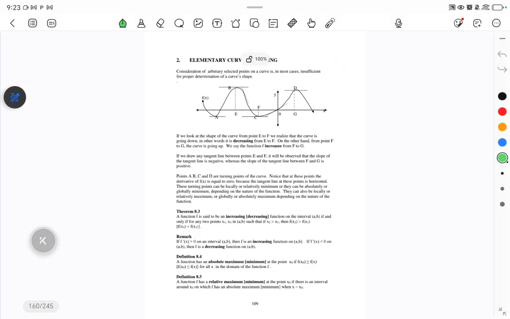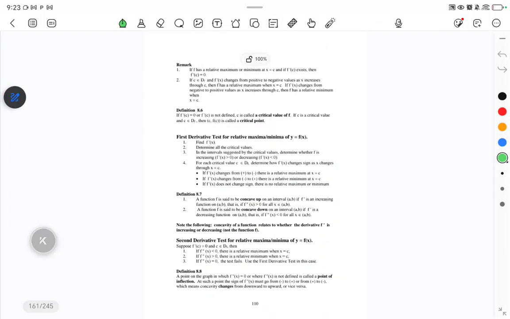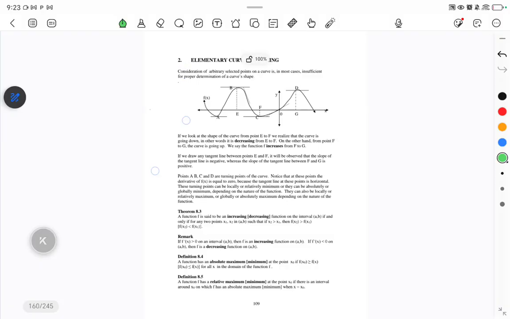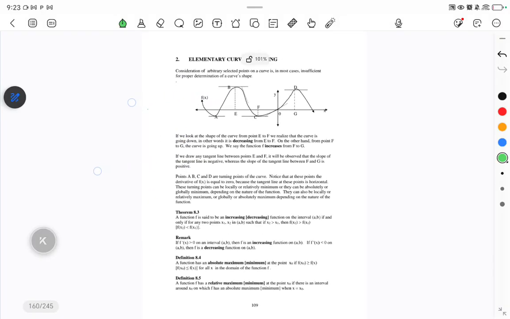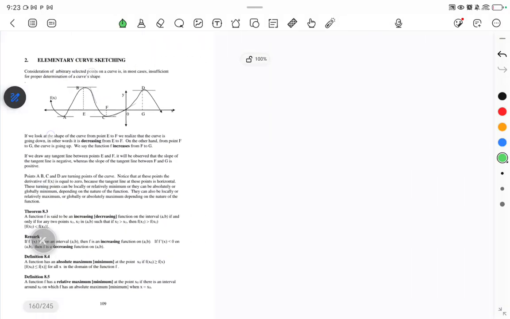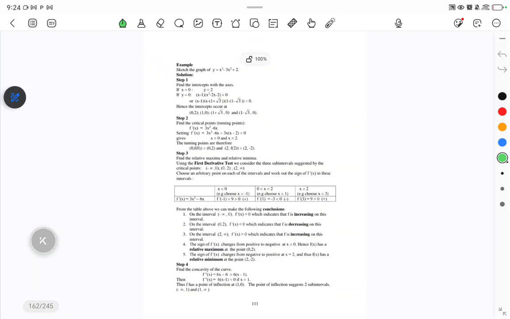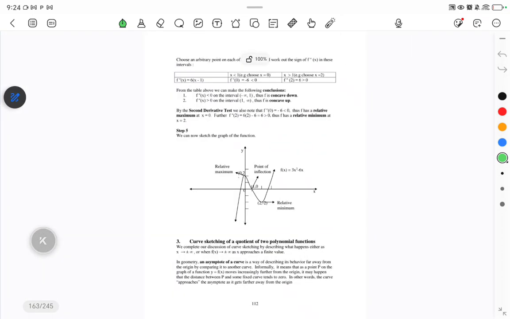We have elementary curve sketching next. This one is a bit difficult, so we need time. If we can meet on Saturday, we'll see what we do.